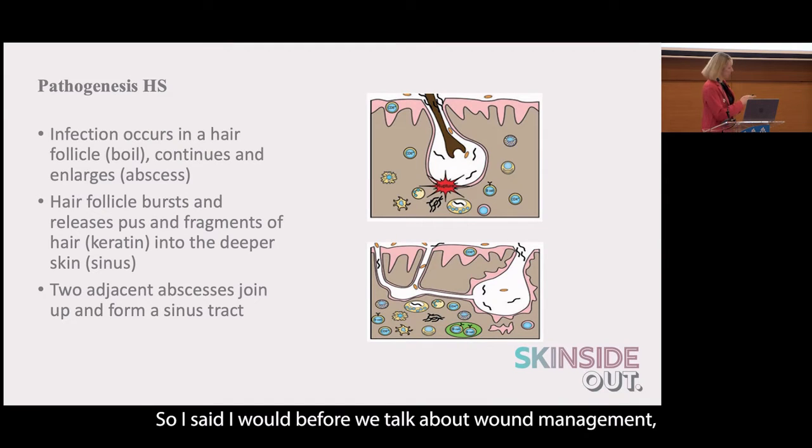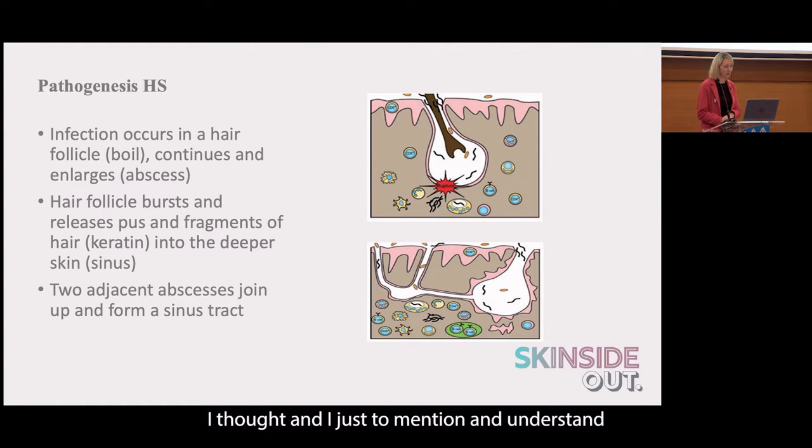So before we talk about wound management, I thought I would mention and explain how HS works or how it evolves in the skin. It's an infection which occurs in the hair follicle, so boils occur, and they continue and enlarge to become abscesses. The hair follicle bursts and releases pus and fragments of hair, which is keratin, into the deeper skin, which causes sinuses.